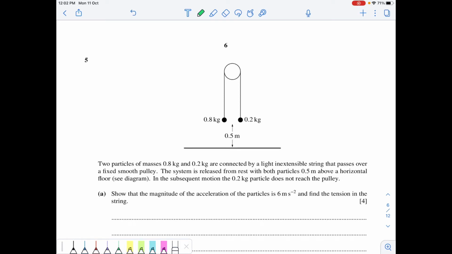Okay, moving on to question 5. We have two particles connected by a light inextensible string. They pass over a smooth pulley. Important, smooth pulley just means there will be no loss due to friction. The system is released from rest.